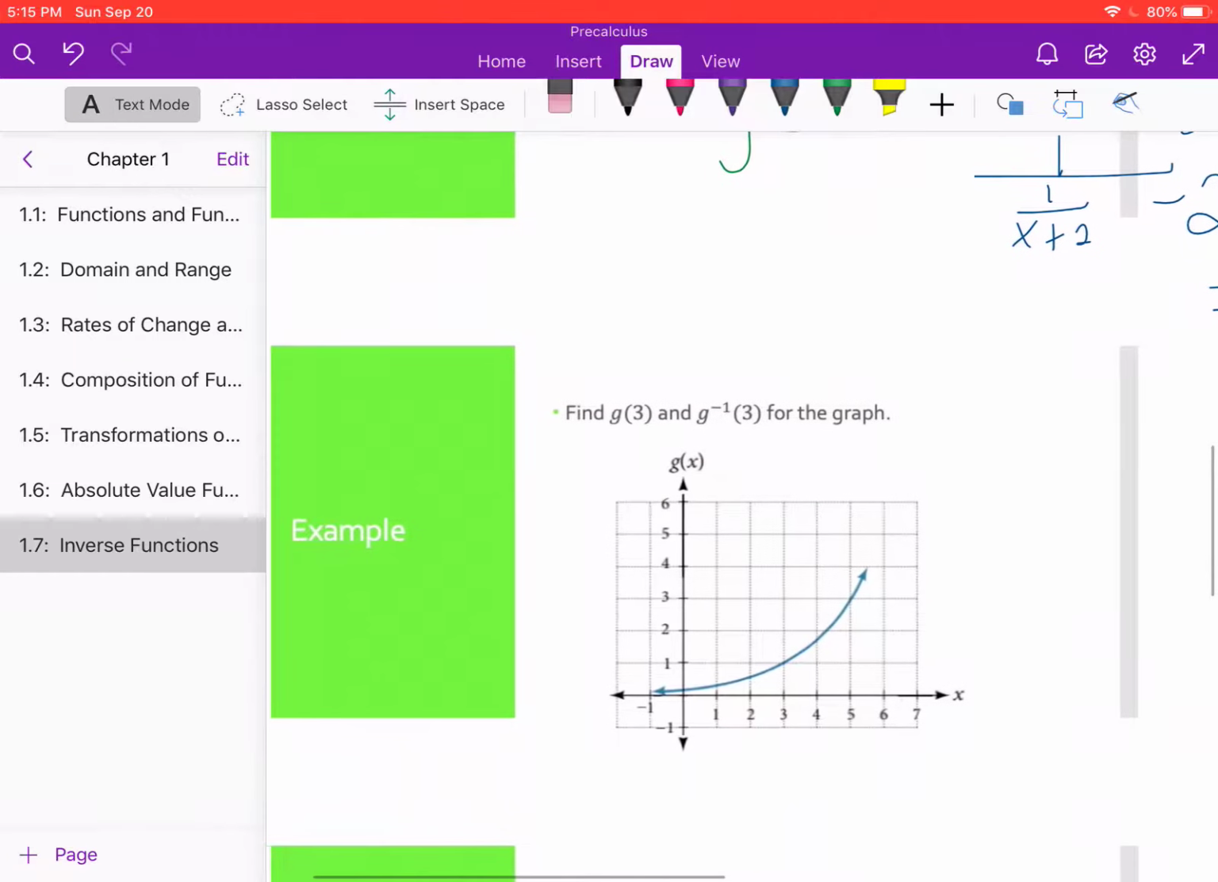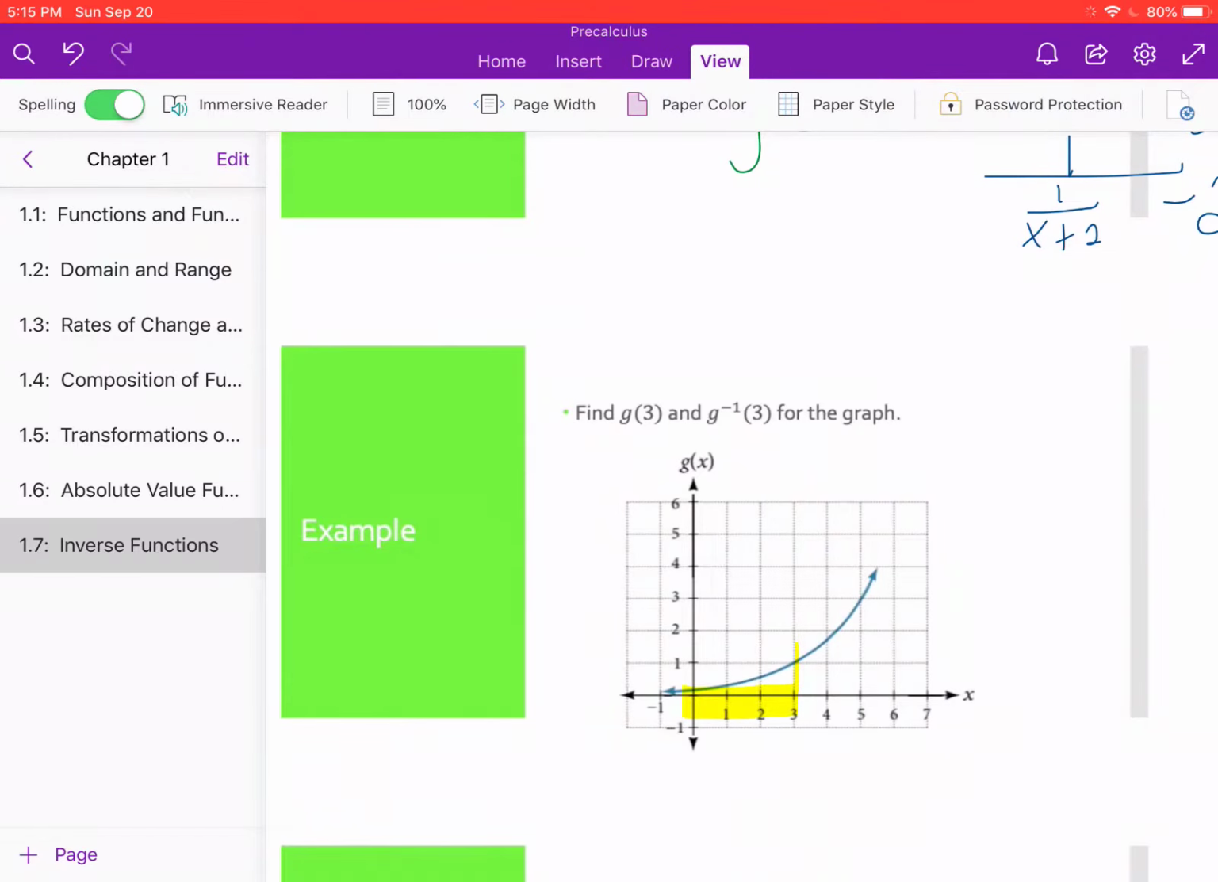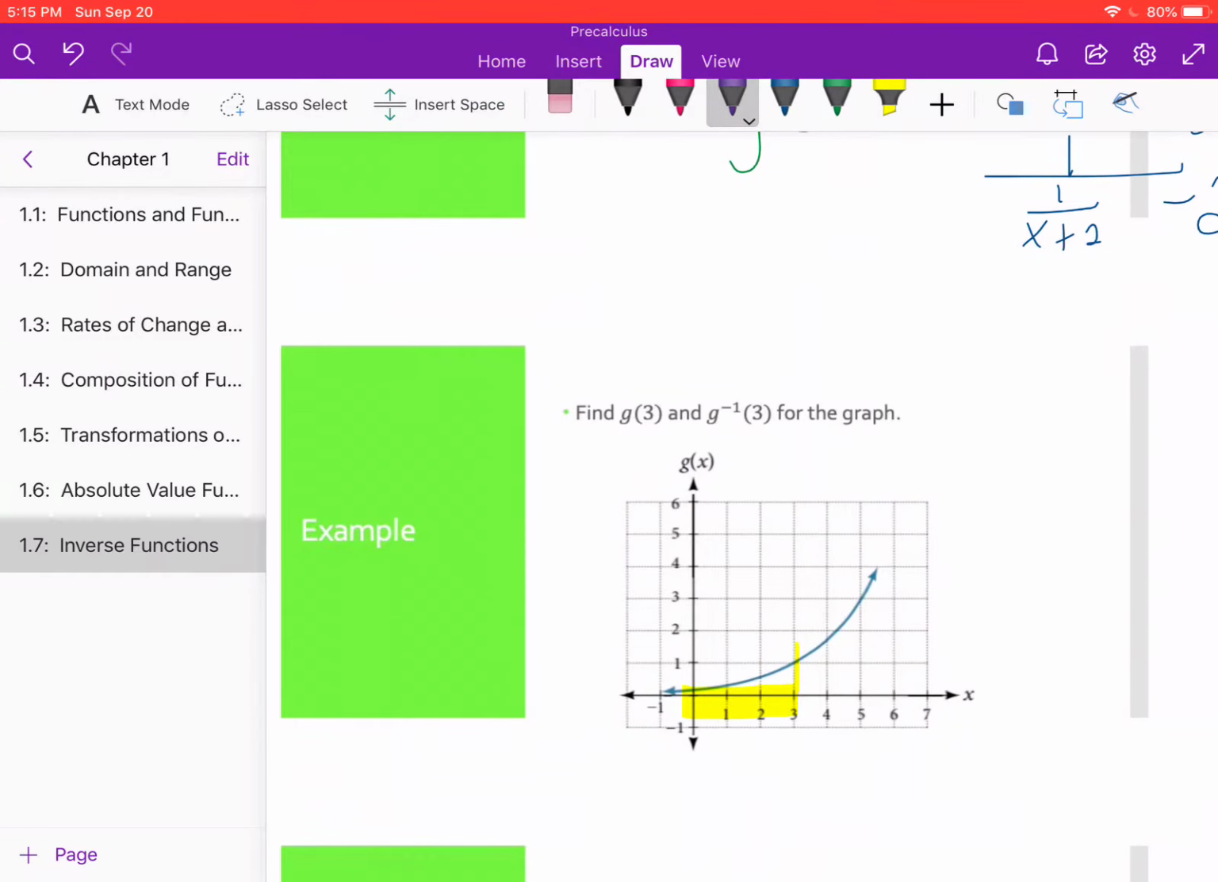Alright, find g of 3 and g inverse of 3 for the graph. So to find g of 3, it's all good. We go over to 3 and then up until we hit that function. So in this case, g of 3 is equal to 1.